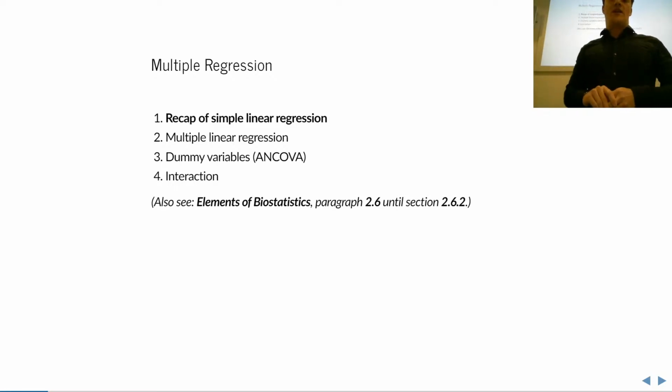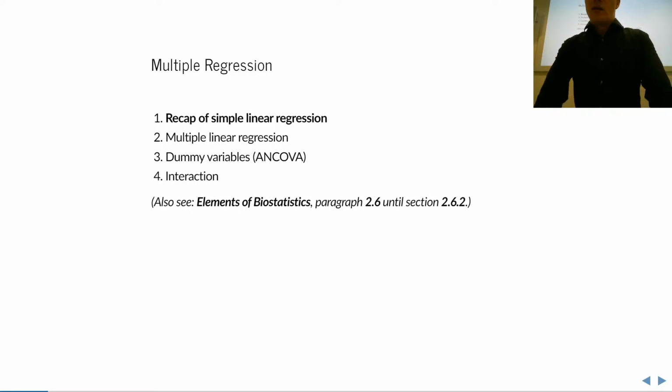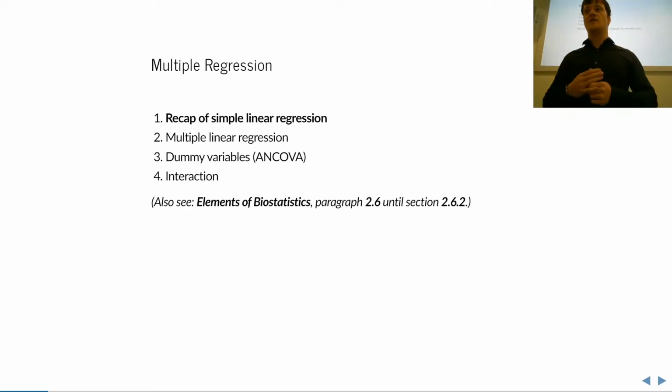So in the first lecture, I will explain what Ancova is, which is a special case of multiple linear regression, and what interaction is. And then in the second lecture, I will talk about model selection, which is, I think, the most not complicated, but the subject of this course for which you have to know the most things. So there's a lot of different steps involved in model selection, a lot of things you have to think about.